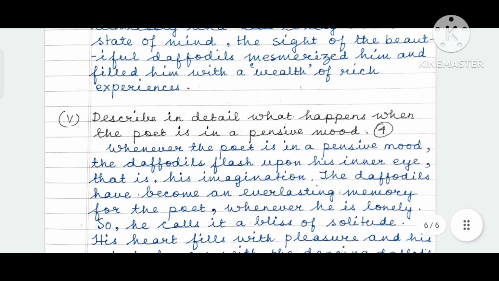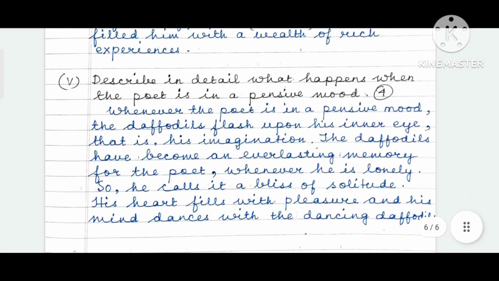And the last one, 4 marks. Describe in detail what happens when the poet is in a pensive mood. Whenever the poet is in a pensive mood, the daffodils flash upon his inner eye, that is his imagination. The word imagination must be there in your answer. The daffodils have become an everlasting memory for the poet. Another very significant expression, everlasting memory.